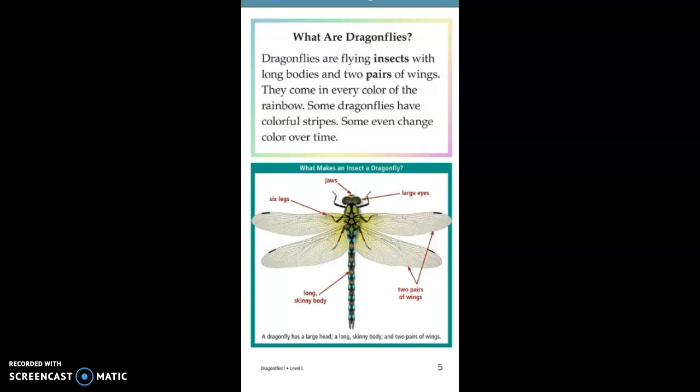So now that you have a better understanding of why authors put diagrams into informational text, I want you to do a little practice. So I changed books. Now we're going to look at a page from a book about dragonflies. And again, the author has put this beautiful diagram on there. I'm going to go ahead and read for you what it says at the top.